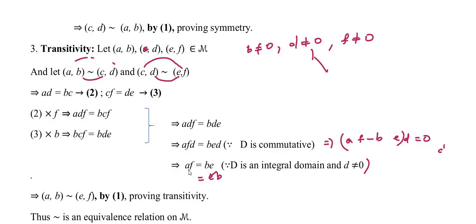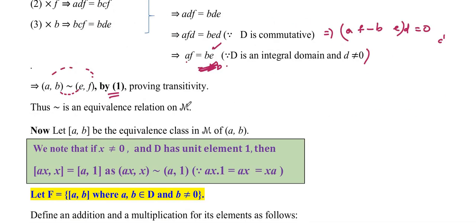So once you have this, you can now interpret this as A, B related to this, so that you have AF equal to BE. So AF, BE only we have now, so it's correct. So AF should be equal to BE according to 1. So this proves the transitivity. So the relation tilde is an equivalence relation on script M. So once you have an equivalence relation, you can talk about the equivalence class.